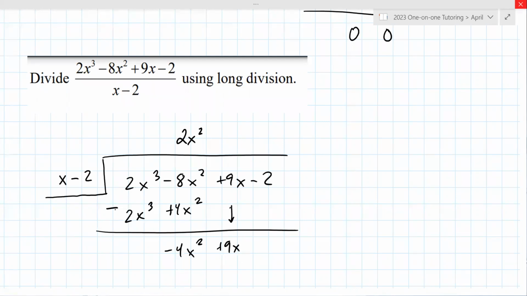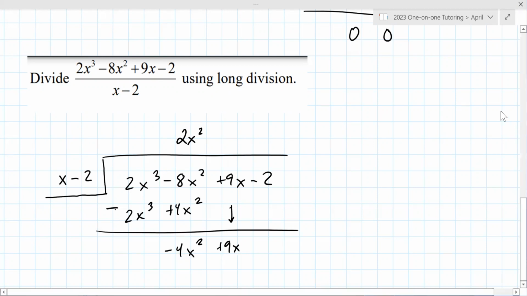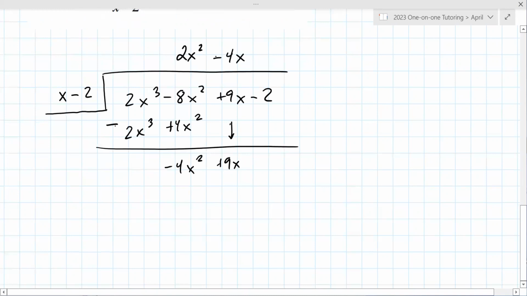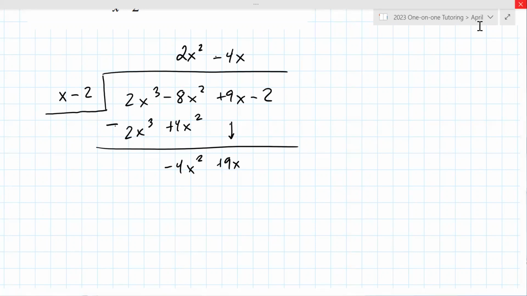So now you ask yourself, what do you multiply x by, this thing out in front, to get -4x squared? So would it be -4x? Yes. Very good. Then you multiply again these two things in front by the -4x. Which two things am I multiplying? The x and the -2. Yeah. Okay, so -4x times x would be -4x squared, so that would bring it down to 0 again for that first one, right?